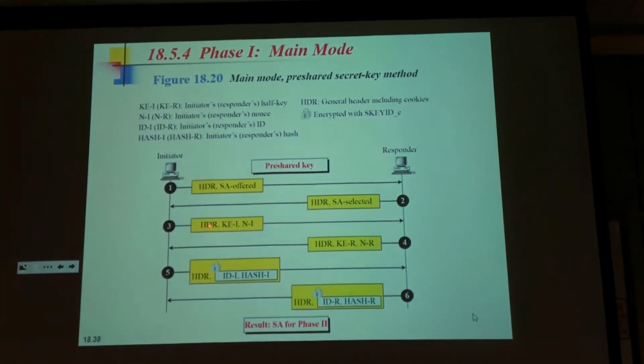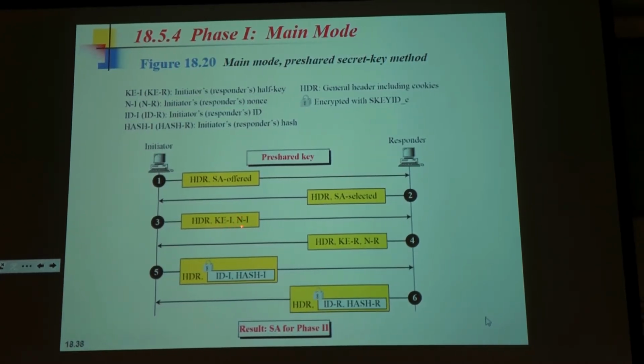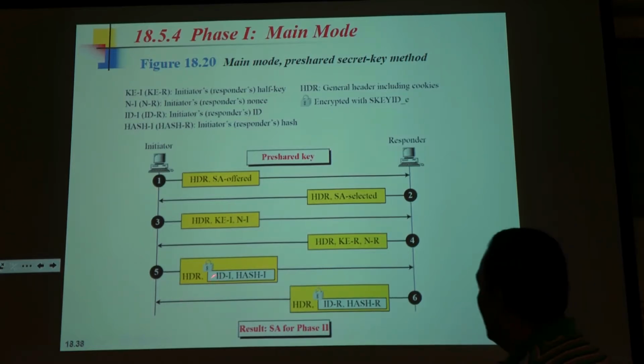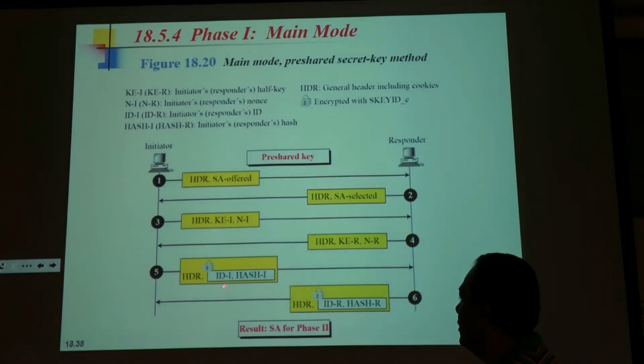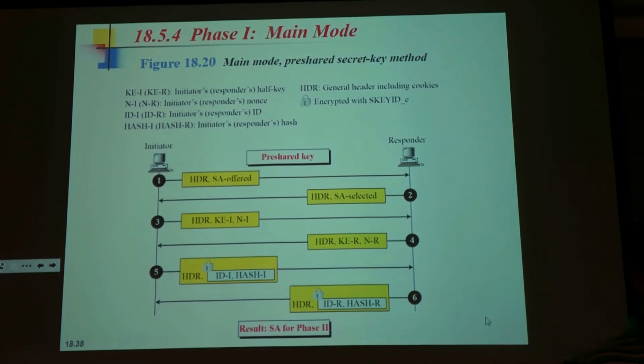Then it will be sent back the header with the key for the initiator and N. What is N? Nonce for initiator. Then it will send the header, key for the responder, and the nonce for the responder. Okay, and then we'll send the IDI. What is IDI? The ID of the initiator with the hash for the initiator encrypted with the pre-shared key, and it will send it back. So at the end, they will have the hash in here as the initial shared value.